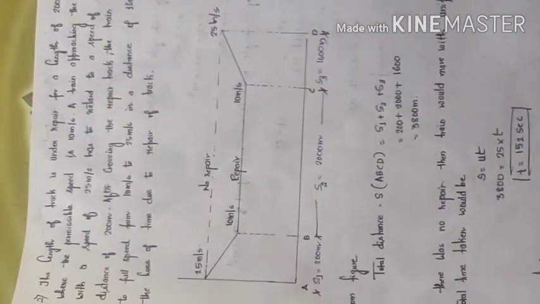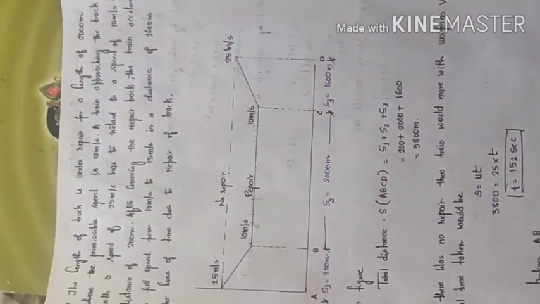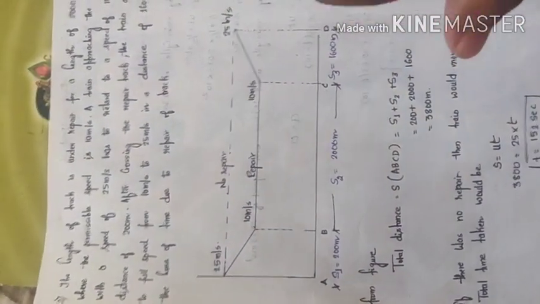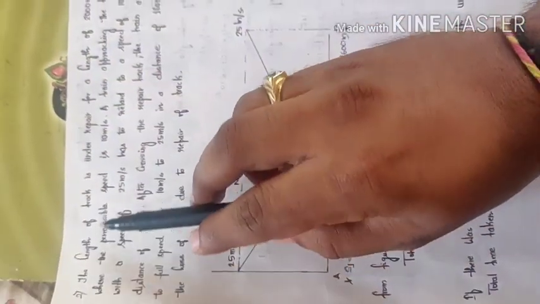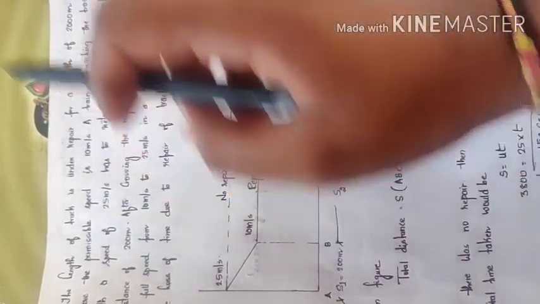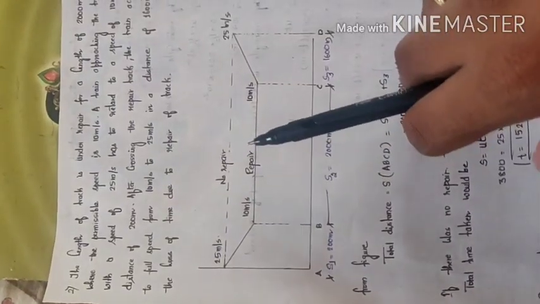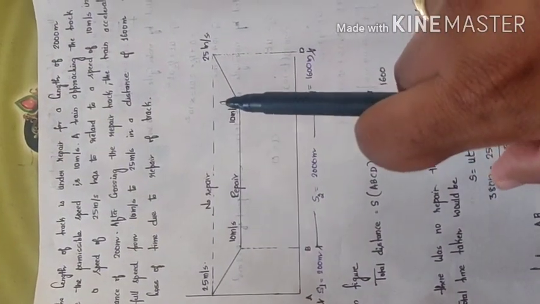Now students, we'll take up the next problem on rectilinear motion. It reads: a length of track is under repair for a length of 2000 meters, where the permissible speed is 10 meters per second.